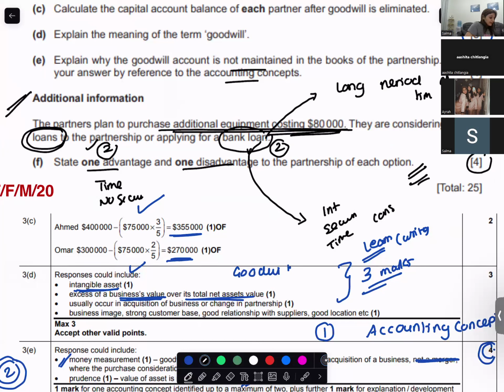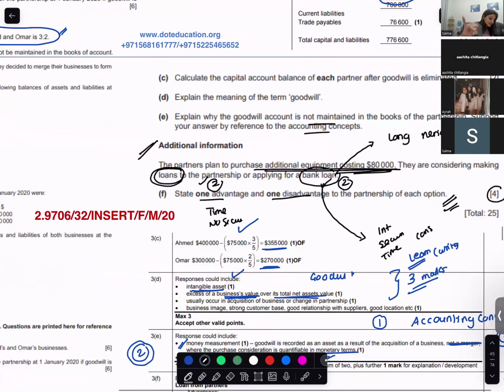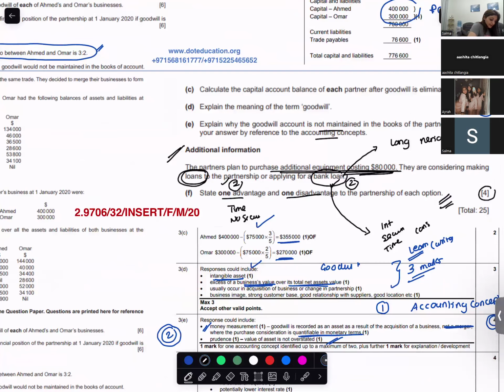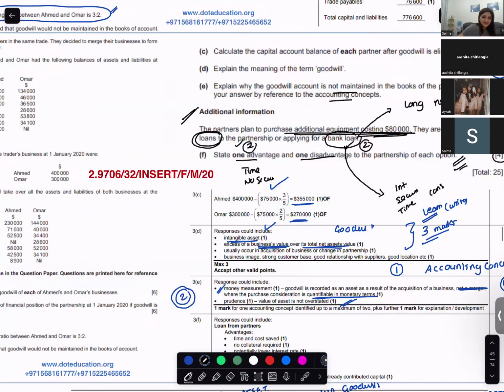Okay, so with this, you all will answer now D, E, and F. I will wait for you. The marking scheme has only one advantage and one disadvantage because it is not done properly. You all will write advantages and disadvantages of two. Send me the images.